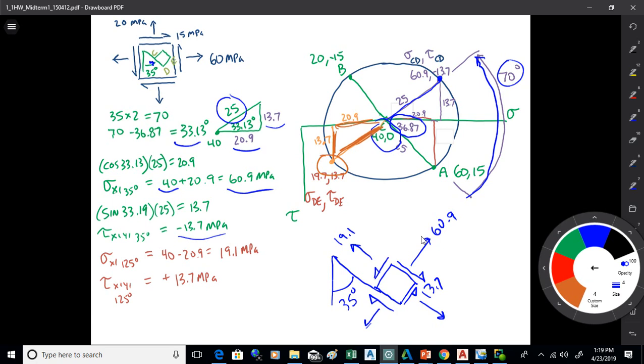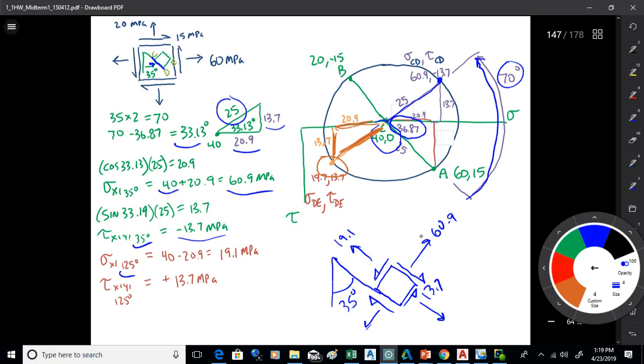Where does the 125 come from? It comes from knowing this and adding 90 to it. What's the stress on plane CD? I gave you the 35 for CD. And if DE makes a 90-degree angle with that plane, you take 35 plus 90 more and get the 125.